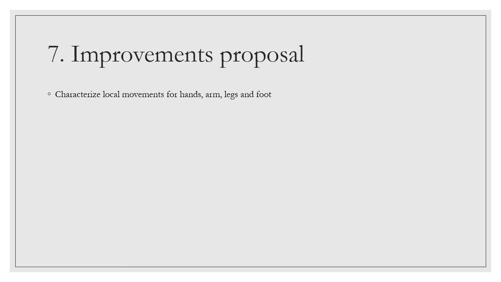For improving this project, I think I can use some local movement from hands, arms, and legs. I think with the local movement as a descriptor, I can better separate the motions, especially for walking, jogging, and running. That's it. Thank you.